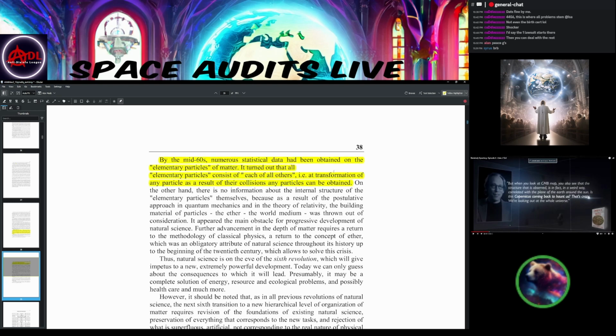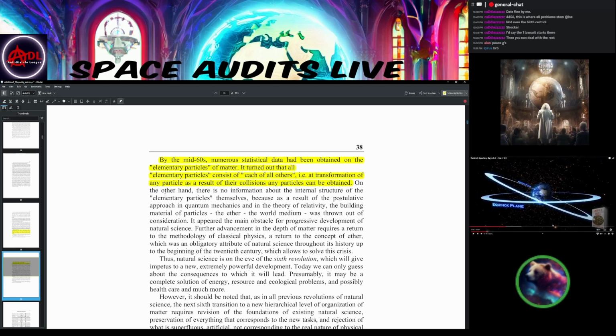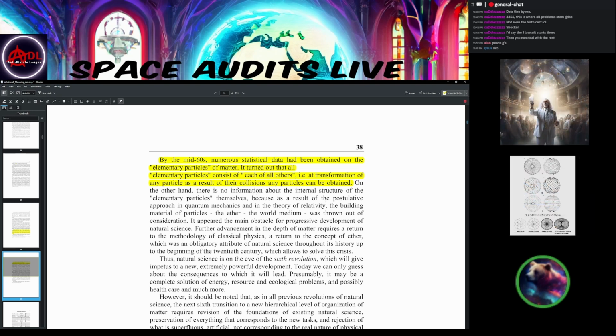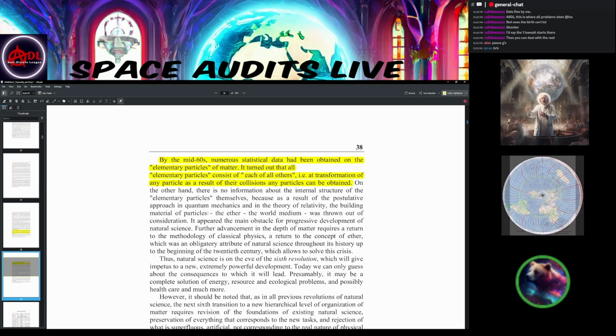On the other hand, there is no information about the internal structure of these elementary particles themselves, because as a result of the postulative approach of quantum mechanics and the theory of relativity, the building material of particles, the ether, the world medium, was thrown out of consideration.